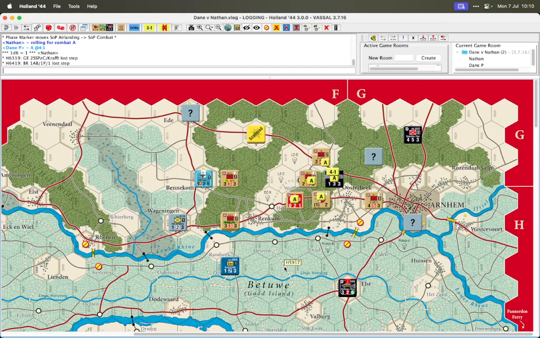So the good thing about this is you'll be able to kill Kraft next turn. The bad thing is his zone of control is there. So the combat is over. What? He's there next turn. He didn't retreat. Yeah. Okay.